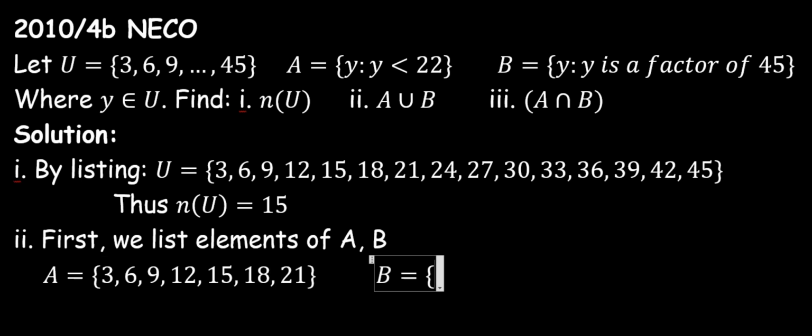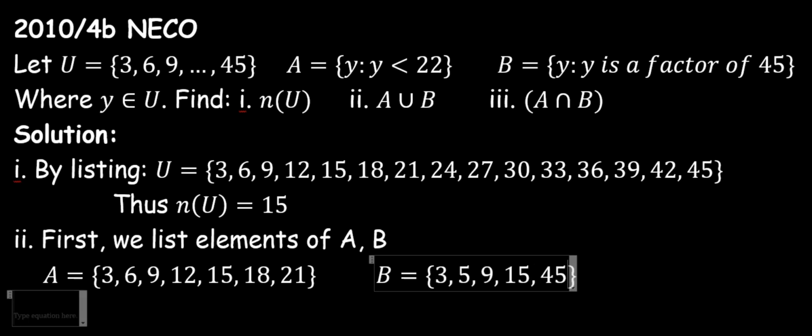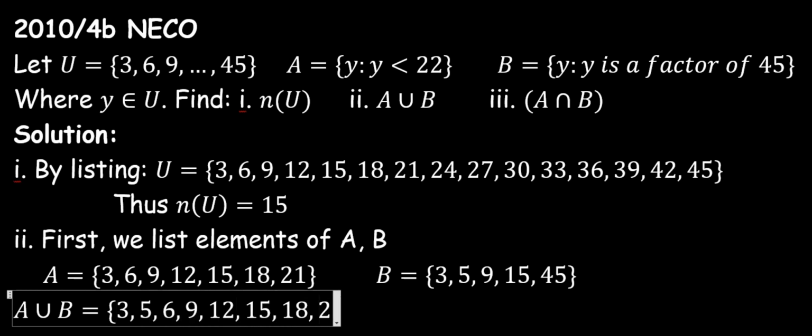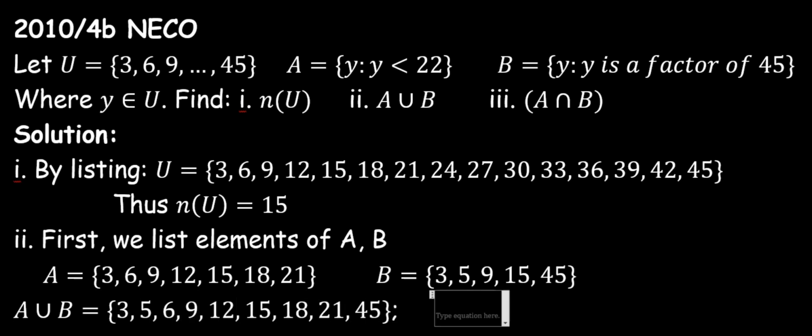To list the elements of B, applying the simple definition of factors, bearing in mind the condition given by our universal set, it will be 3, 5, 9, 15, 45. Then our A union B will be equal to 3, 5, 6, 9, 12, 15, 18, 21, 45. Also, A intersection B will be equal to 3, 9, 15.